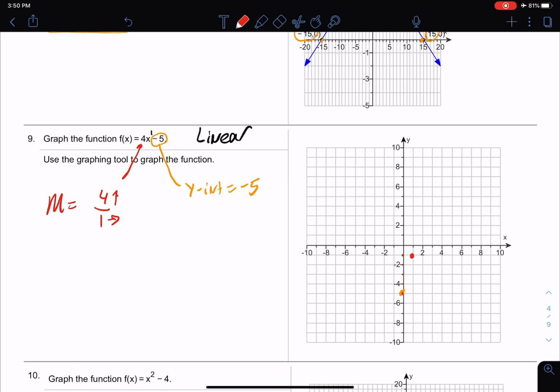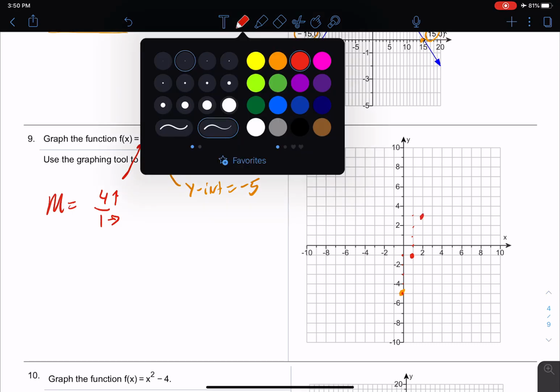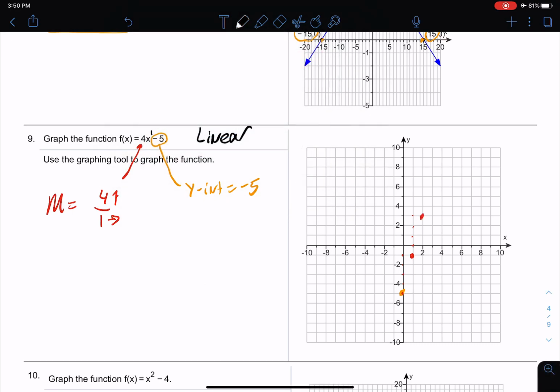And I could snap that line real quick, but I'll go ahead and do one more. 1, 2, 3, 4, right 1. There it is. So let's go ahead and finish up by snapping a line. And we'll even go the other way just because we can. And there's your linear equation.